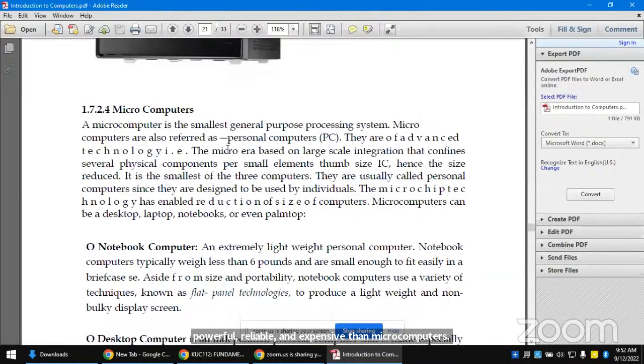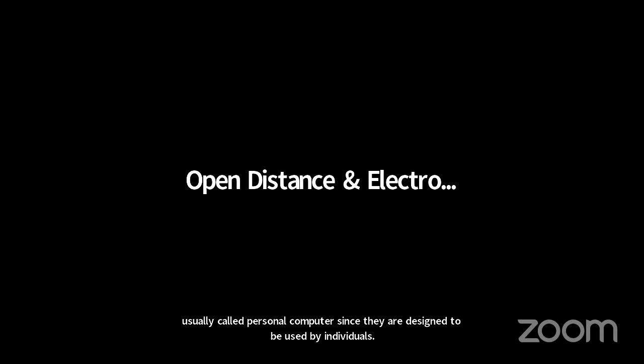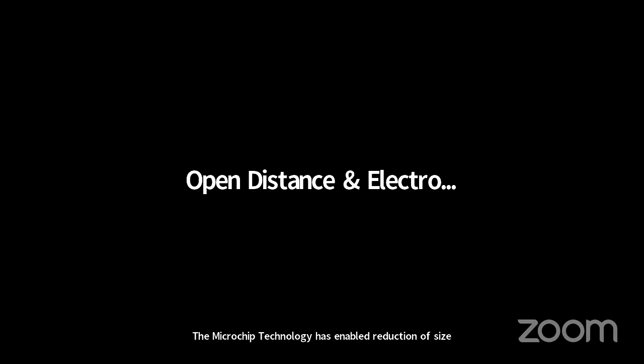A microcomputer is the smallest general purpose processing system. Microcomputers are referred to as personal computers. They are of advanced technologies. The micro era is based on large scale integration that confines several physical components on a small, thumb-sized element, the ICs. So they use ICs, hence the size is reduced. It is the smallest of the three computers. They are usually called personal computers since they are designed to be used by individuals. Microchip technology has enabled a reduction in the size of computers. So microcomputers can be a desktop, laptop, notebook, or even palm top. Even your smartphone can fall under this category.